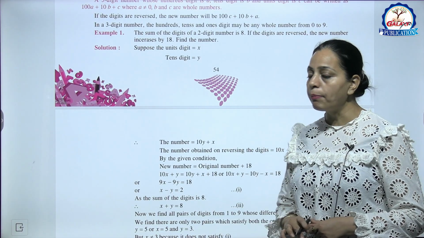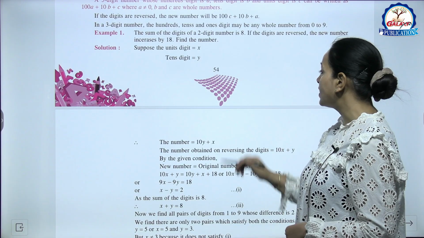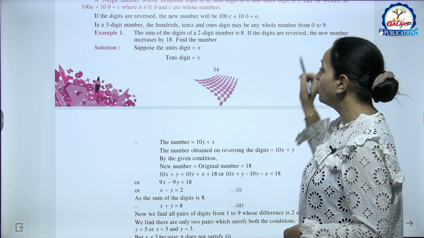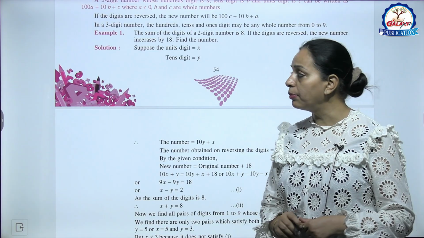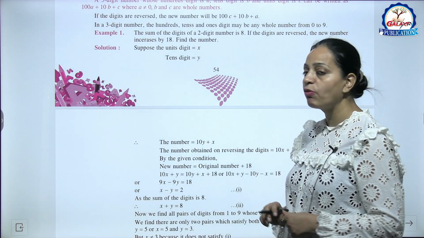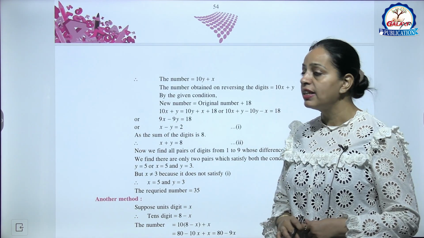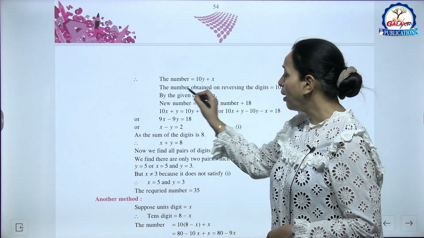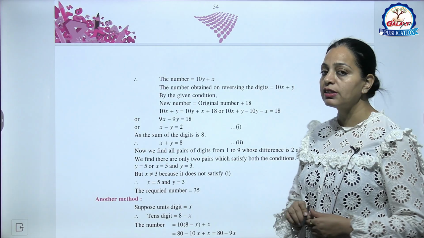Now example 1: the sum of the digits of a 2 digit number is 8. If the digits are reversed, the new number increases by 18. Find the number. So let the unit digit be x and the 10's digit be y. So the number formed is 10y plus x. Now we know that the number obtained on reversing the digits would be 10x plus y.